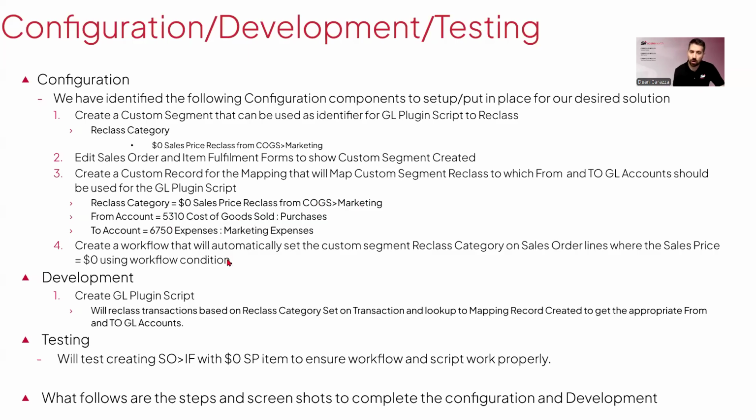And then step 4, we're going to create a workflow that will automate setting our custom segment on our transactions using a condition. So if we see a sales order line where the sales price is 0, go ahead and set our reclass category, and then the script can run and everything can run downstream after that workflow sets the field for us properly. So those are our 4 configuration points.